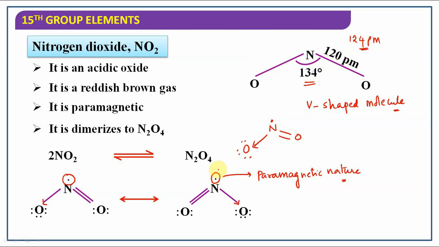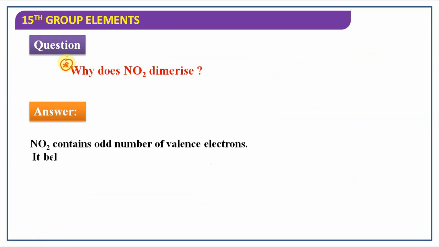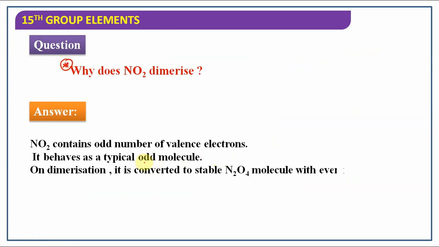Yeah, it's a very important question even for board examination also. Why does NO2 dimerize? NO2 generally contains an odd number of valence electrons, just now we have discussed. It behaves as a typical odd molecule. On dimerization it becomes more stable. That's the reason it has to dimerize.